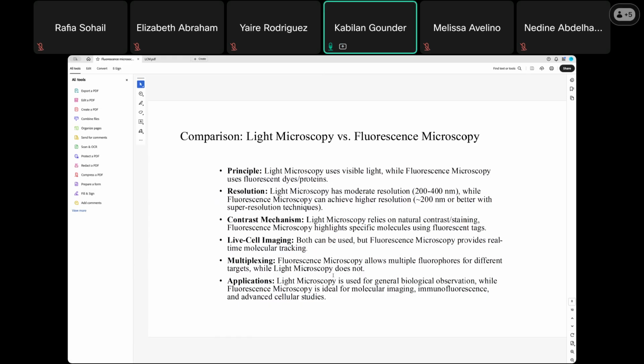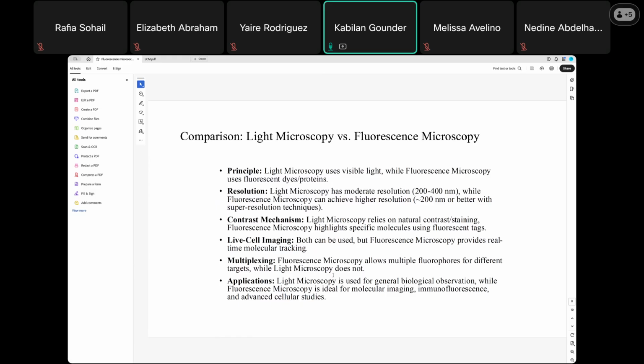For live cell imaging, both light microscopy and fluorescence microscopy can be used, but fluorescence microscopy provides real-time molecular tracking. That is, when you inject the dye, you can easily monitor how the dye tracks into different cellular targets, and you can measure your target based on which one you are interested in. Multiplexing: fluorescence microscopy allows multiple fluorophores for different targets, while light microscopy does not have that.